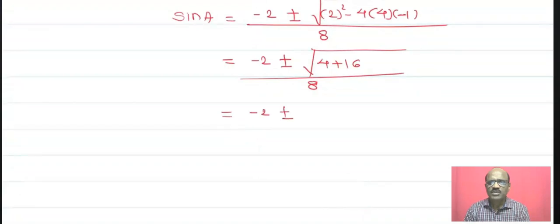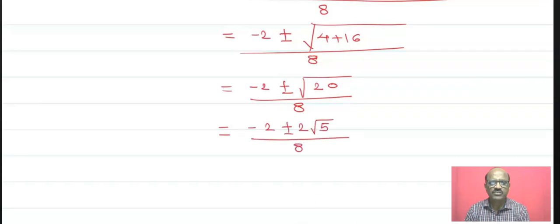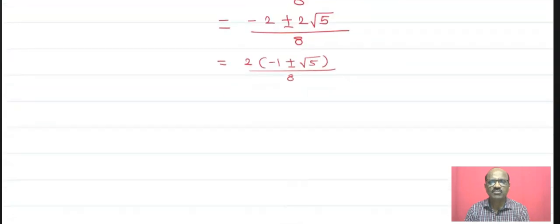Therefore it is minus 2 plus or minus root of 20 upon 8. Now 20 can be split into factors: 4 into 5, the square root of 4 is 2, therefore there is 2 root of 5. Now we'll take the 2 as common, then in bracket minus 1 plus or minus root of 5 upon 8, we can cancel. That is minus 1 plus or minus root of 5 upon 4.